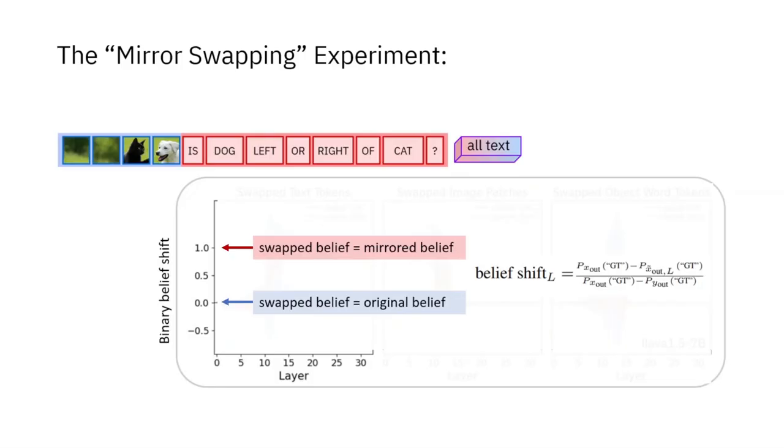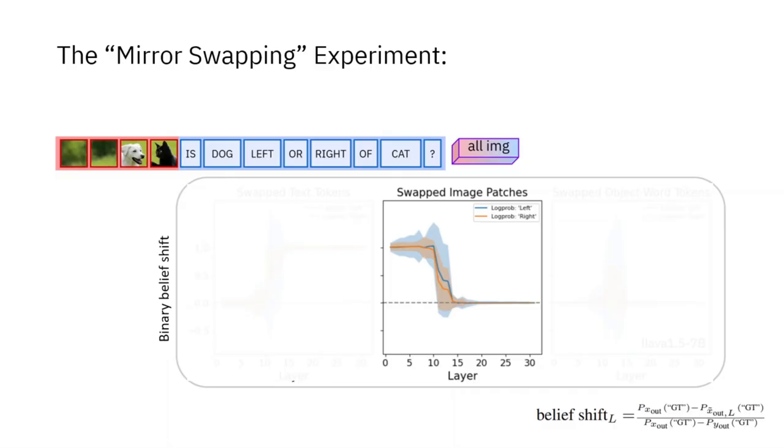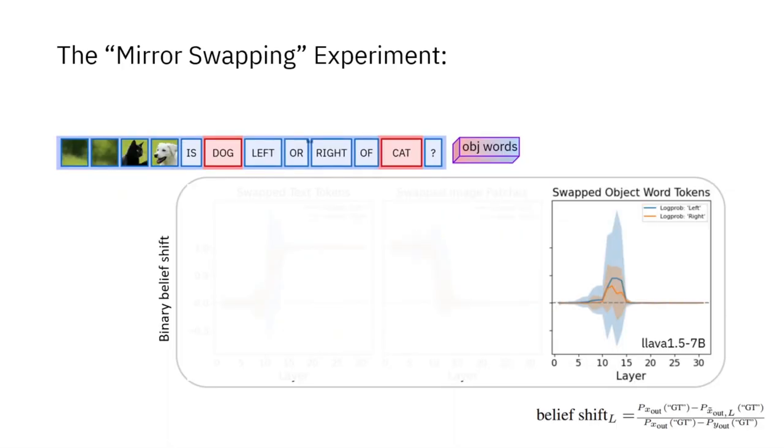Here we share the results from the experiment. A value of 1 on the y-axis indicates that the model belief is exactly the same as the mirrored case, and a value of 0 means that it was unchanged from the beliefs in the unmirrored original case. We see that swapping out the text tokens at any layer before 10 does not impact model belief, while after layer 15, model belief is entirely swapped to match the mirrored case. In contrast, model belief is only swapped if the mirror swap happens before layer 10 on image patches and has no effect after layer 15. And if we swap object words, we see that only between layers 10 and 15 the model's beliefs are acutely changed, but afterward there is little effect.